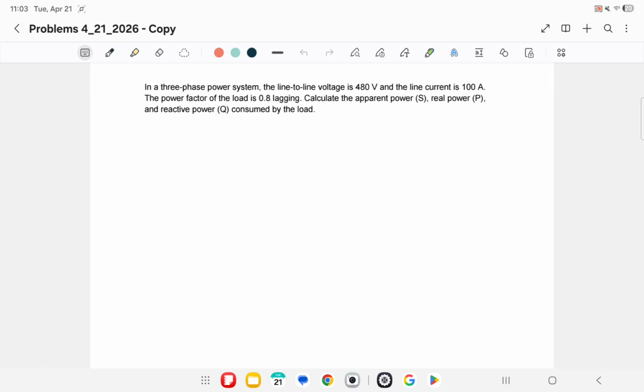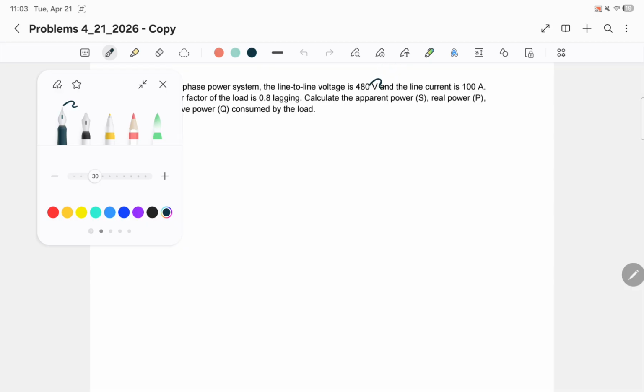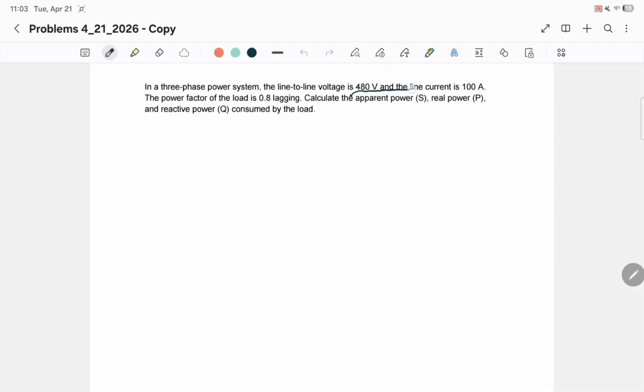So to start this, you really want to make sure that you know it's 480 line to line. That's really important. So what that means is that it's not between, say you have a delta Y system, so each whatever the 480 divided by square root of 3 is, 277 at each point technically. So 277 would be your voltage to ground. However, your voltage between the two is 480 volts.